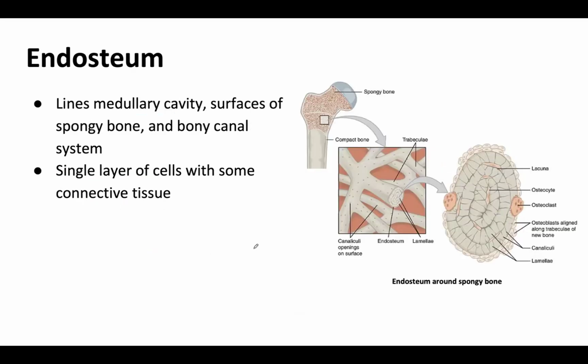The endosteum is located more internally. It will line the medullary cavity, which is the middle area of the diaphysis that we'll talk about more in a minute. It will also line the surfaces of the spongy bone, like you can see in this image on the right. And it will also line the bony canal system. It's very similar to the periosteum, but it's lacking the outer, more fibrous layer. So it's really just that single layer of cells like osteoblasts and osteoclasts with a small amount of connective tissue.